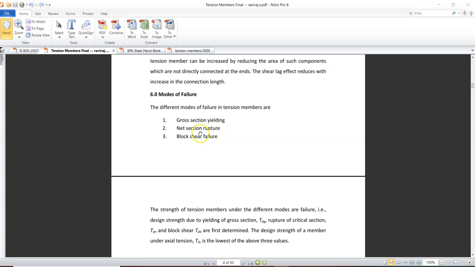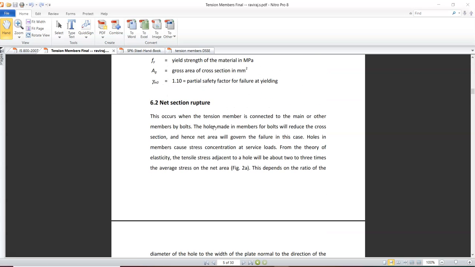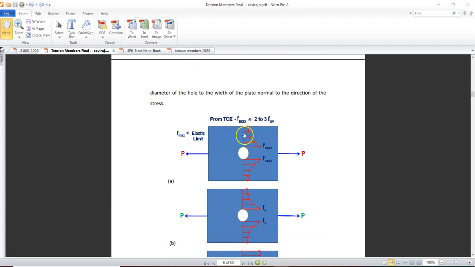The second one is net section rupture, that is rupture of net section. Net section refers to the section at the connection or the bolt location. Rupture refers to the ultimate stress. Failure by ultimate stress. Referring to the same figure again, this refers to the net section. Once this net section reaches the ultimate stress, that is Fu, then your tension member is assumed to have failed.